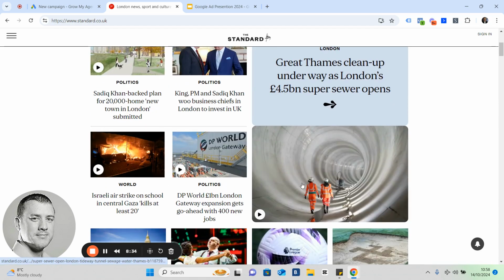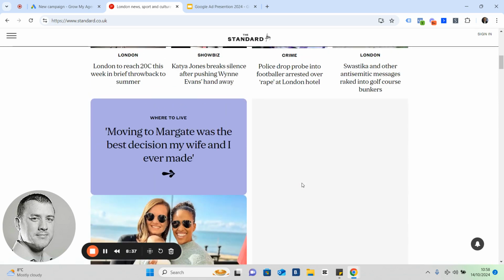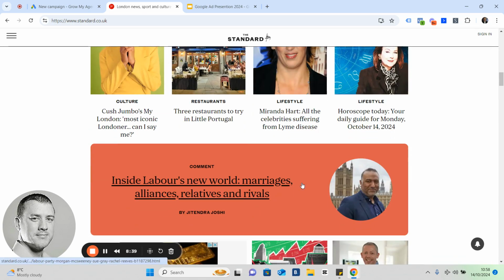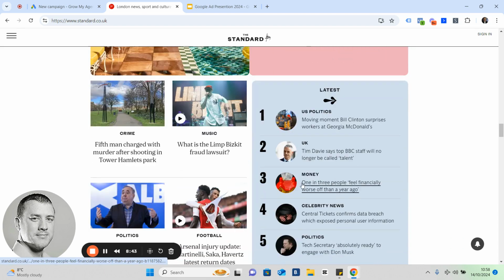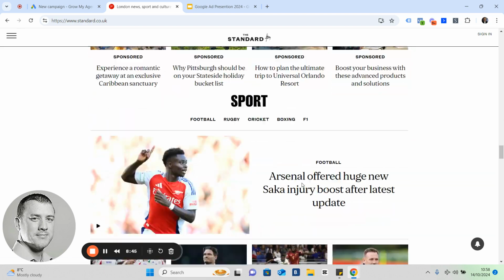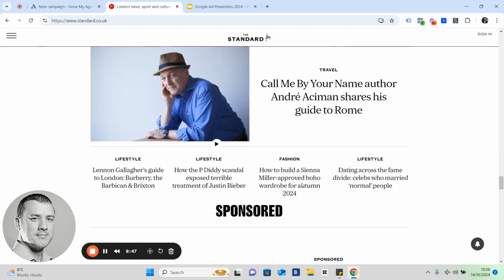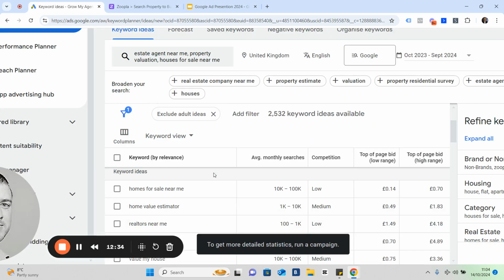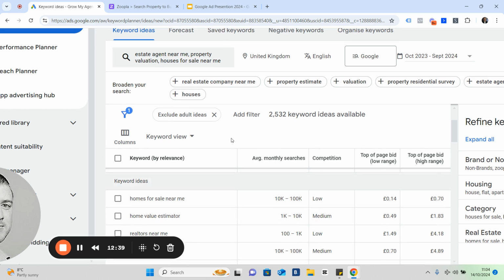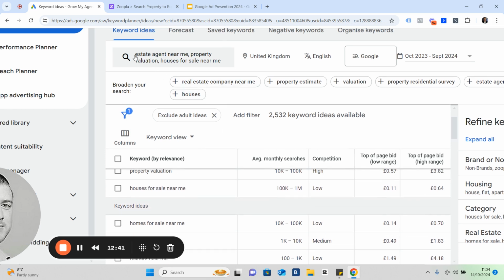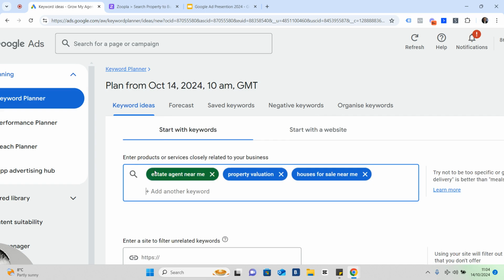Okay, I've come to the Standard for some reason. I don't know why. I've just come to the Standard because it was the first website I could think of. But this is pretty much a central London newspaper, I believe. Now I'm in what we call the Google Keyword Planner. Well, it is called the Google Keyword Planner. And what I've done is I've asked Google how many people are actually searching for estate agent near me, property valuation, and houses for sale near me.